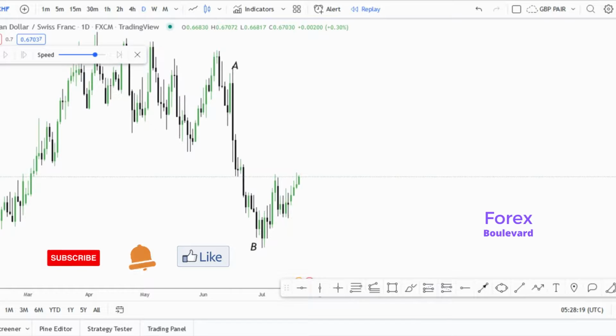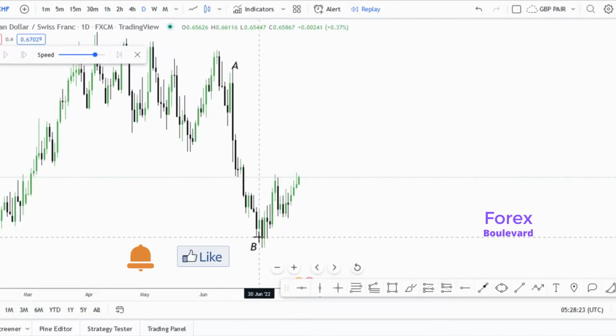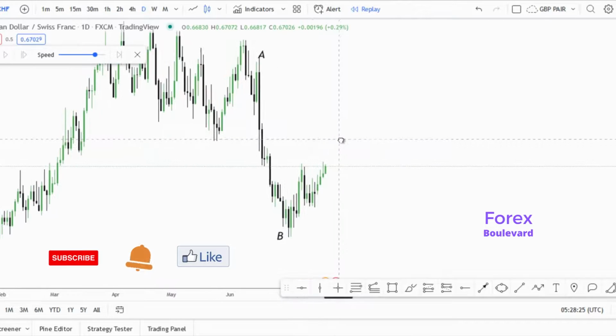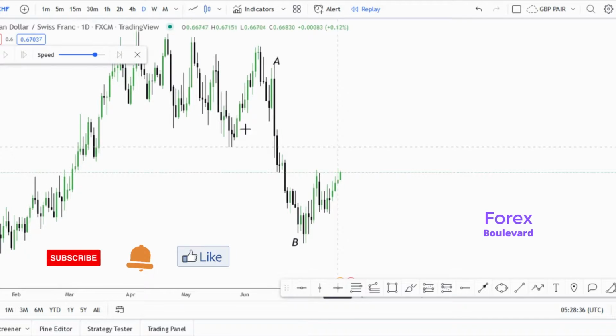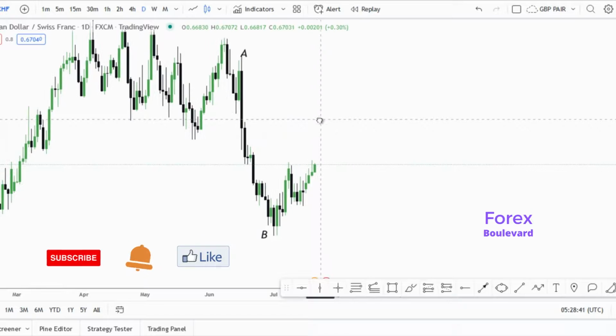I'm expecting price, like I said, after every impulse, expect a retracement. That's how the market behaves. This is cast in stone. It's the market behavior. Anytime there's an impulse, expect a retracement. So now, this is how it played out for me.